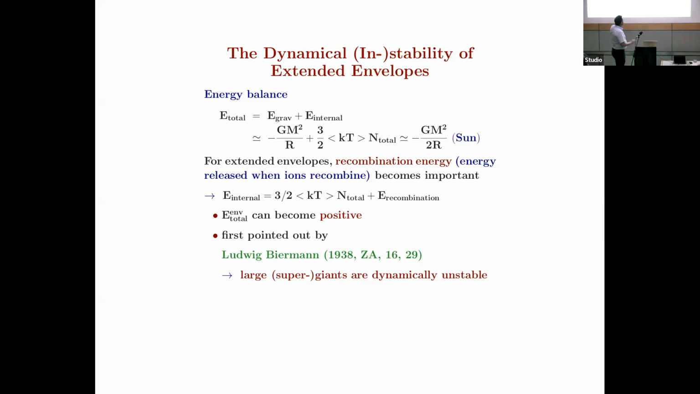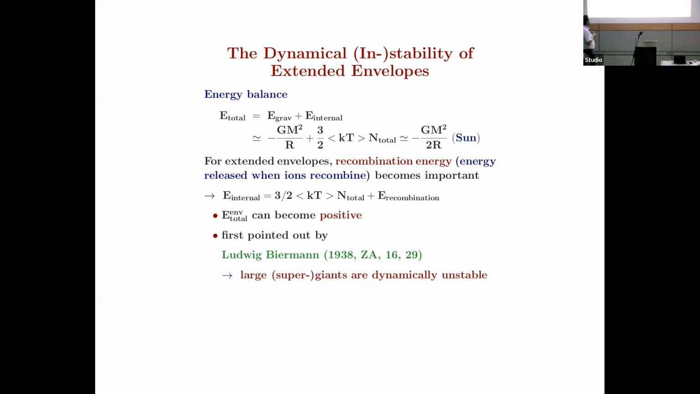Now, what does that mean? You have an object that has a positive total energy. It means if you push it, you can in principle disperse it all the way to infinity and actually release energy. So that's not really a fully stable configuration. I mean, it's stable if nothing happens, because without the recombination energy, this is negative. But if you push it, in principle, you can, well, energetically eject it.